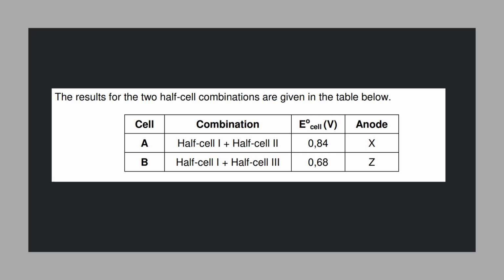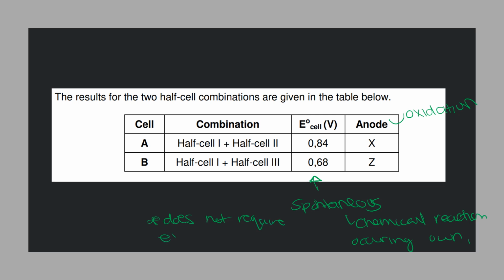Okay. So please note down the information, as this will be the information we'll use to answer all the questions. So this is the reaction given: half cell 1 plus half cell 2 gives us 0.84, where X is our anode. Again, at our anode, we expect oxidation to occur. And we get both positive over here, so we see that both of them are spontaneous reactions. And what does it mean if they're both spontaneous reactions? A spontaneous reaction is a chemical reaction that occurs on its own. It doesn't require an external input of energy, and this occurs under STP.